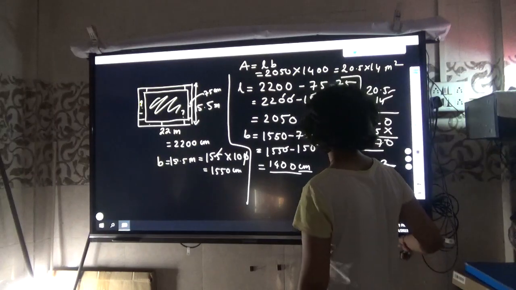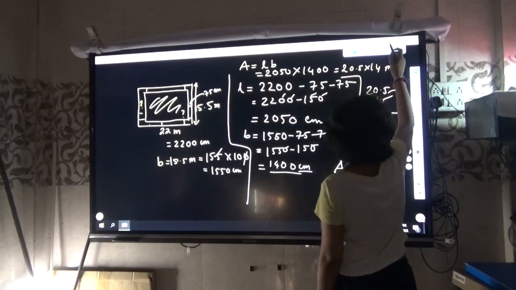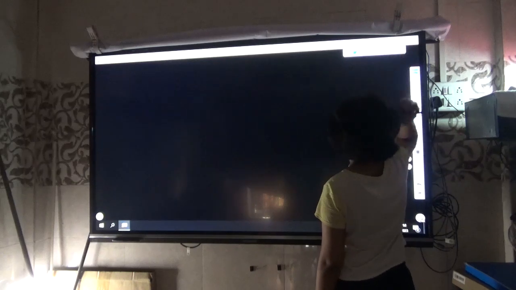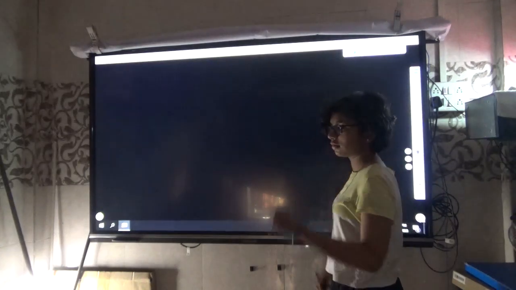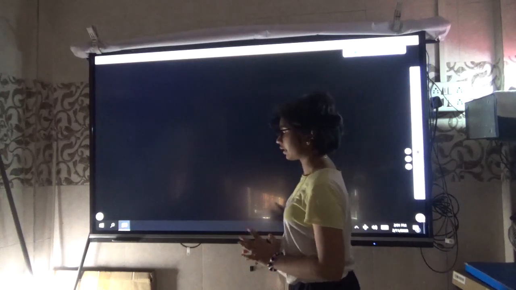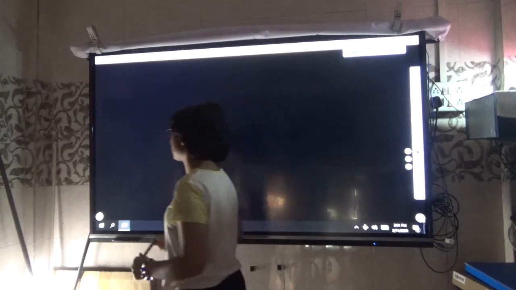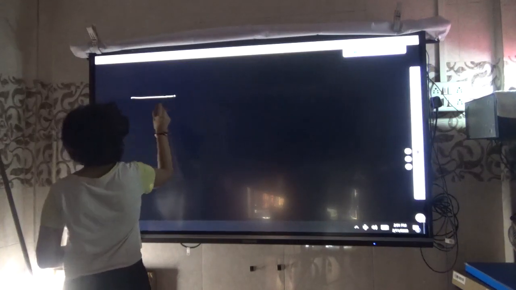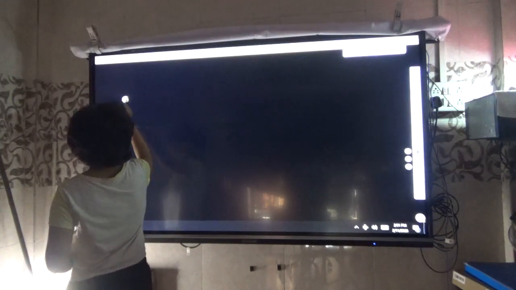Forget about the digits, numericals, everything. What is the basic principle? What was given and how we have found it? Okay. So there was a rectangle. Draw the rectangle. There was a big central hall.